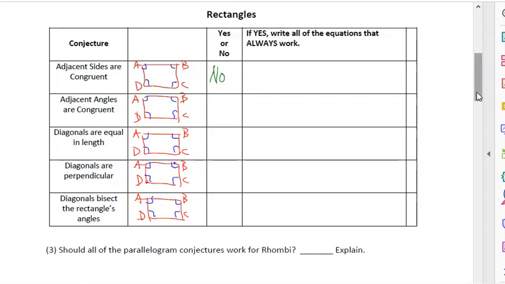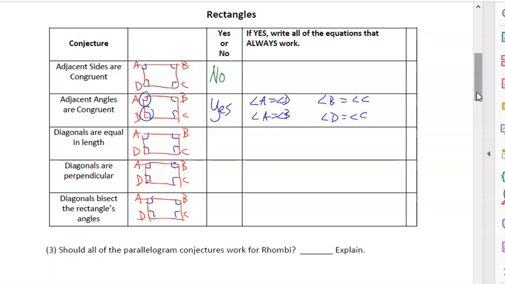Are the adjacent angles congruent? And that answer is yes, because if I choose any 2 angles, they're the same number, because in a rectangle, all 4 angles are right angles. So angle A and angle D are equal. Angle A and angle B are equal. Angle B and angle C are equal. And angle D and angle C are also equal. So you have 4 pairs of adjacent angles.